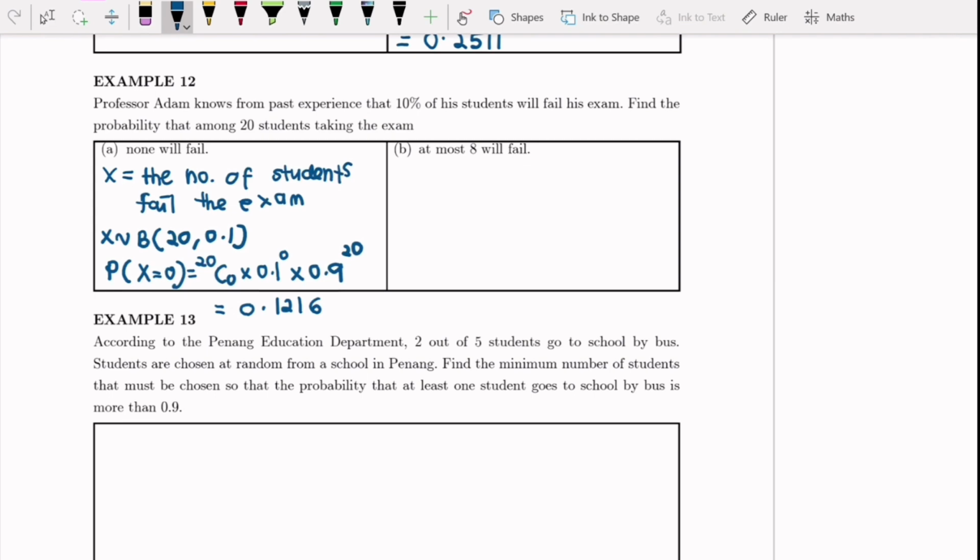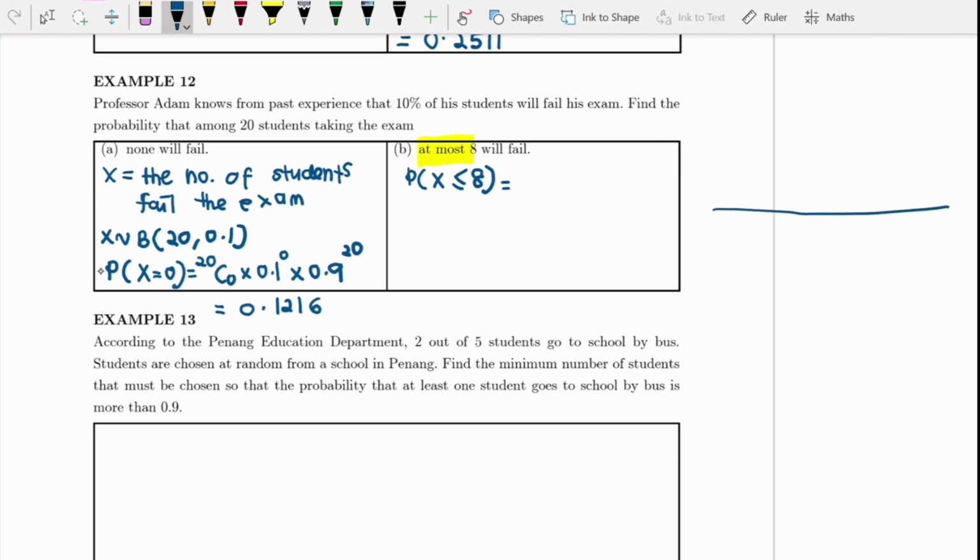Example 12b, find the probability that at most 8 will fail. Here we have at most 8, so that means the maximum number of students that will fail is 8. So probability x less than or equal to 8. To use the binomial table, we need to change it to a greater than or equal sign.